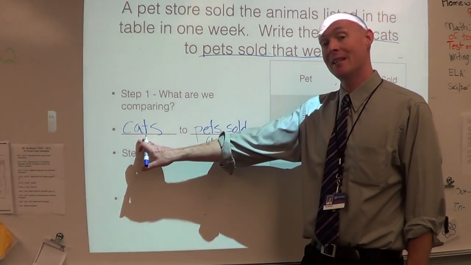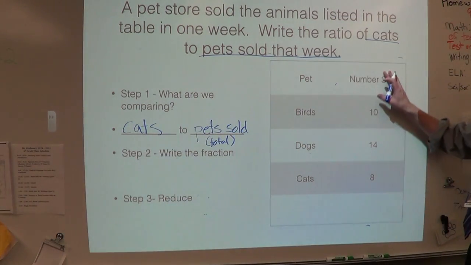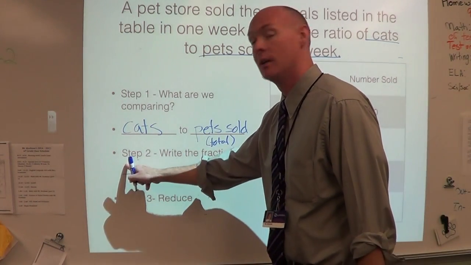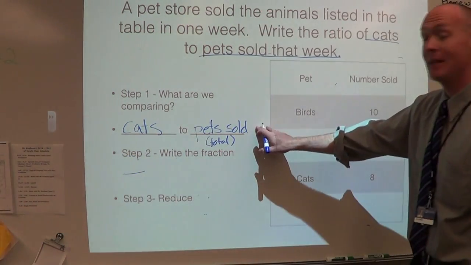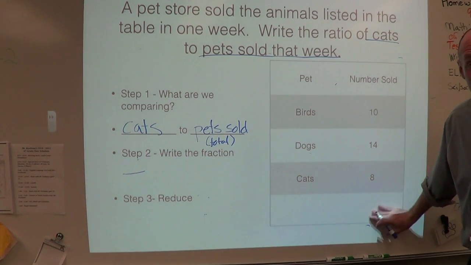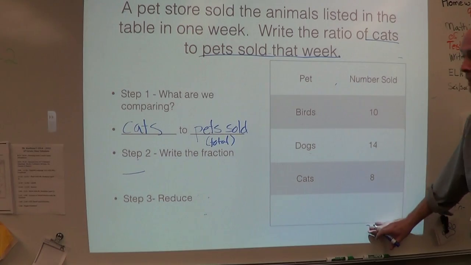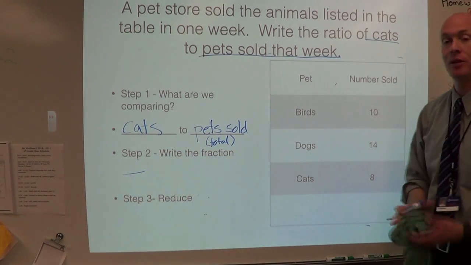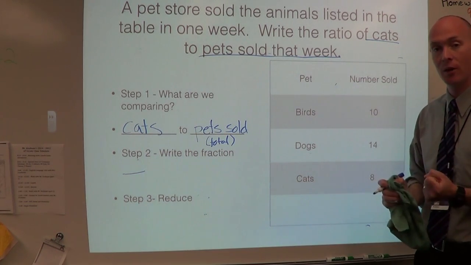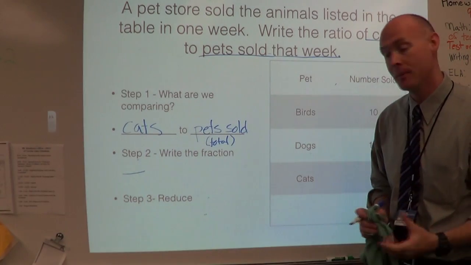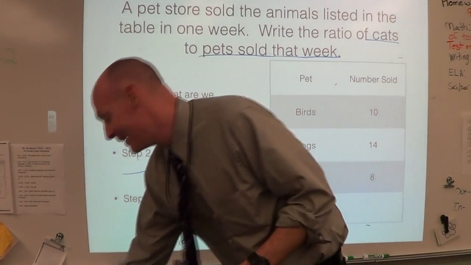So what I'm going to do is say cats. Find how many cats were sold. That's going to be your numerator. Your denominator is going to be the total pets sold. Unfortunately I don't see a total, so you're going to have to do some adding. Get your total. And then reduce, and that will bring up your ratio of cats to pets sold. Again, try your best. If you have questions, bring them to class. We'll answer them. One more we got to try.